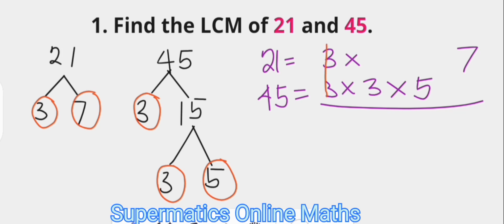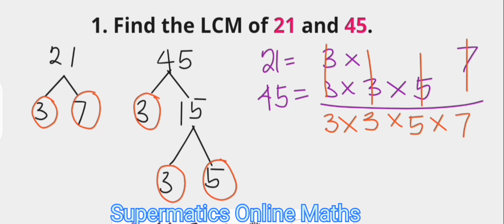The first column is a 3. The second column has got 3, that's times 3. The third column, 5. And the fourth column is 7. Such that the LCM is eventually the product of 3, 3, 5, and 7. That's 315 as the LCM of 21 and 45.